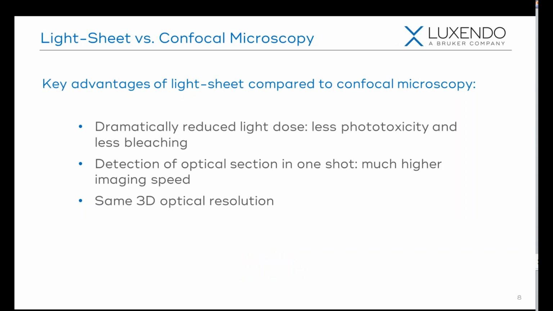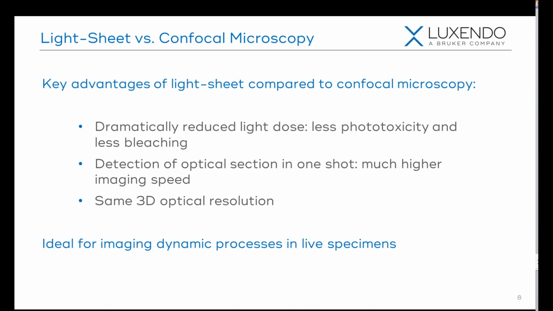And again, this gives light sheet some key advantages over confocal, which I'll hammer home here. Because of the way that we're doing our illumination, we have a dramatically reduced light dose with less phototoxicity and photobleaching. Additionally, we get the optical section in one shot, allowing us to simultaneously collect emission from all the fluorophores in a focal plane at once. And we do so without sacrificing any optical resolution, making this technique ideal for imaging processes in live specimens.